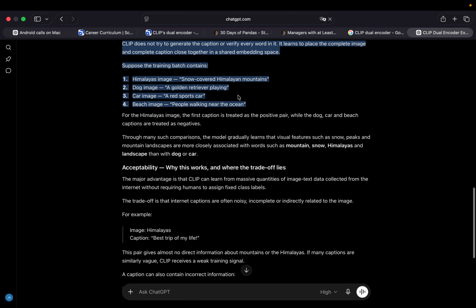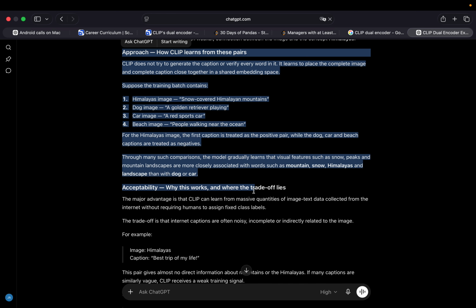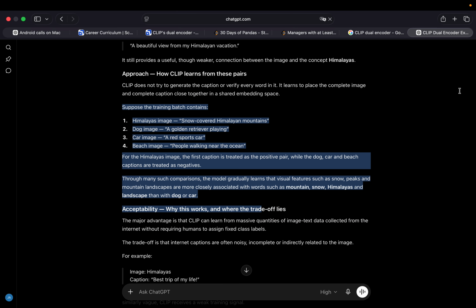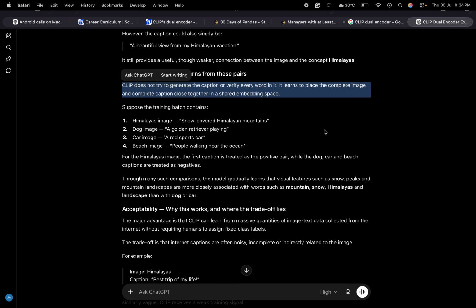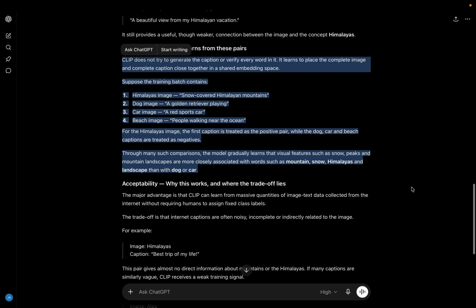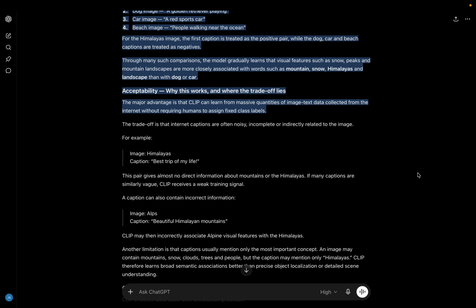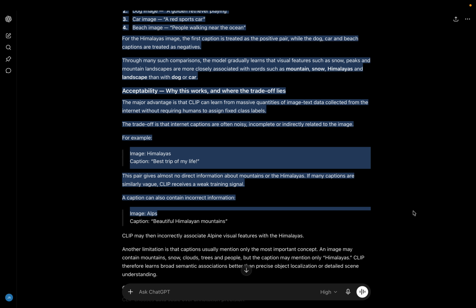So let us look at how it does the image and text comparison. It takes an image text pair and tries to maximize the similarity of the correct image text pair, and tries to maximize the distance between incorrect pairs. The similar pairs should be closer in the vector space and the incorrect pairs should be farther apart.